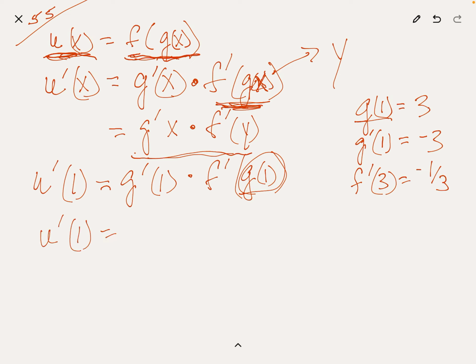So now we just plug in. u prime of 1 equals g prime of 1, well, that's negative 3, times f prime of 3, which is negative 1/3. So we wind up with 1. So it's pretty straightforward. Again, it's just a matter of doing things carefully, step by step.